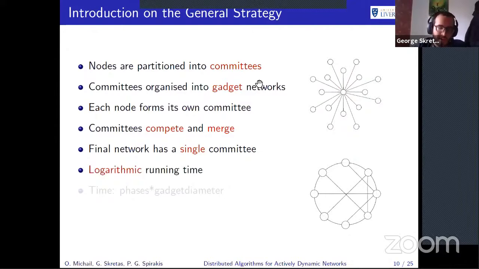Now, we always do that in logarithmic time. And in order to calculate that, we say that the time that the algorithm takes is based on phases that we have to multiply by the gadget's diameter in order to arrive at the final running time. This may not make much sense right now. It will make more sense later on.